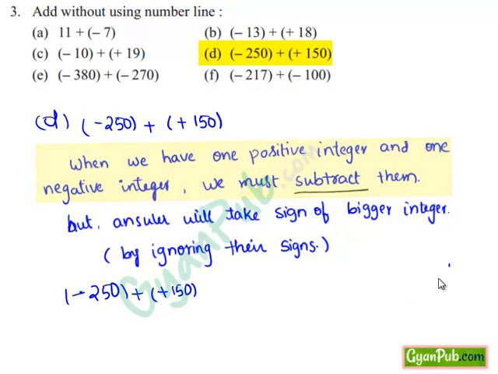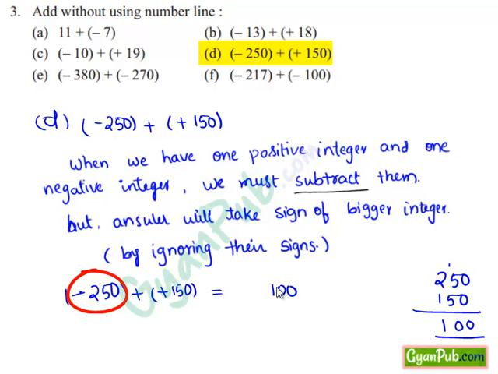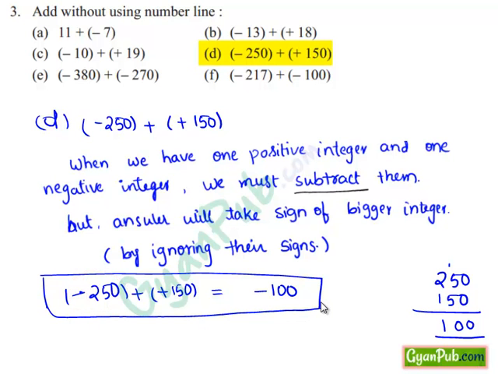We must subtract them. Subtracting 150 from 250, we get 100. Eliminate the signs minus and plus before 250 and 150 respectively. Then we compare 250 and 150. Between these two, 250 is the bigger integer. So 100 takes the sign of the bigger integer, which is minus. Hence, minus 250 plus 150 is equal to minus 100.